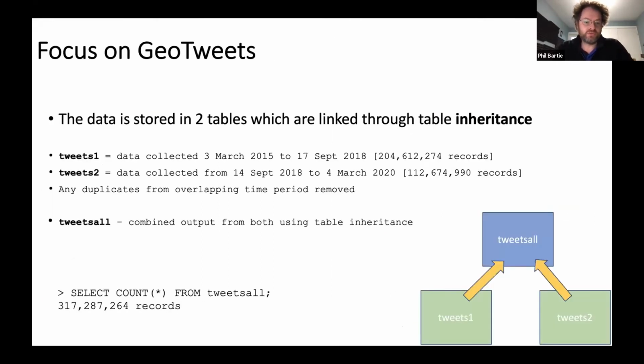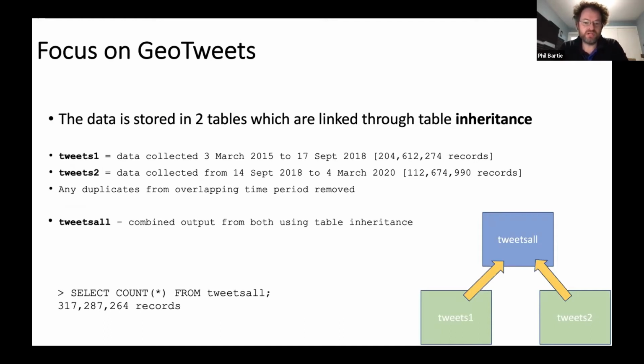So the GeoTweets are stored in 2 tables within those disks. The reason for this is the first set of data was available, we had been collecting it. The second file, tweets2, was still being collected, and building indexes on huge data takes a lot of time. So by segmenting it into 2 tables, we could statically say tweets1 is now collected, build all the indexes on it, and don't have to touch it anymore.